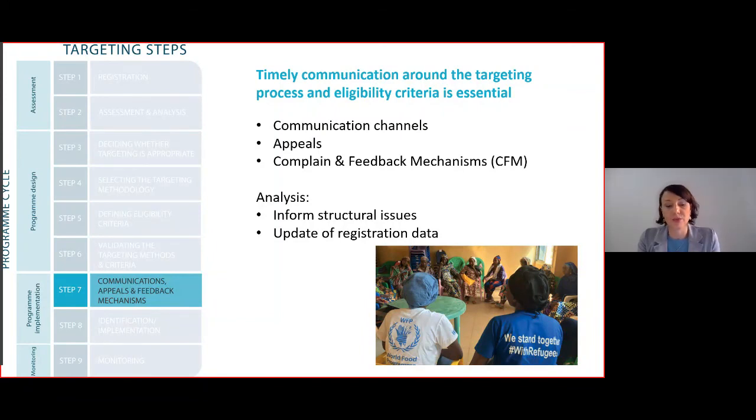And as Anita said before, we need to have a strong complaint and feedback mechanism in place to understand and analyze the implementation of the targeting. First, to understand the informal structural issues that the targeting approach can have, but also the communication can be a good step to request refugees to update the registration data based on which they will be included in the targeting.